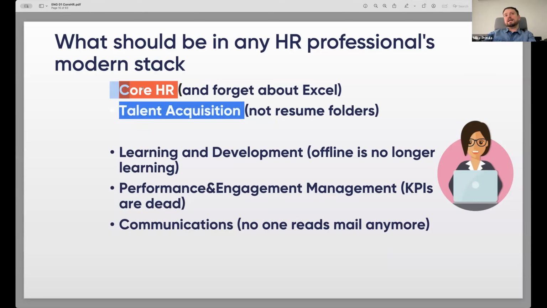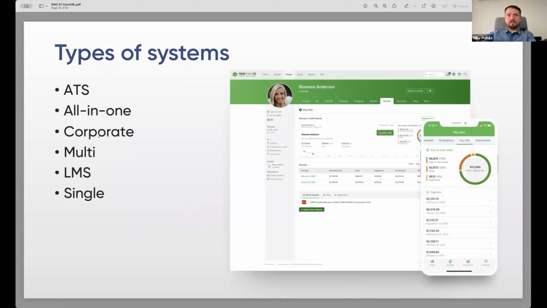I consider this basic, right? I can't imagine a modern company without this too. Then you need to introduce learning and development. Offline is no longer learning. People do everything online. Then performance and engagement management for OKRs and other stuff, because KPIs are dead when they sit in Excel without access for employees on a daily basis. They don't work. And communications. No one reads mails anymore, so we need some tools for communications. So this is a modern stack of an HR professional.